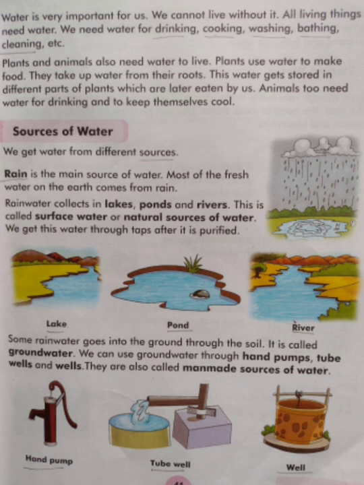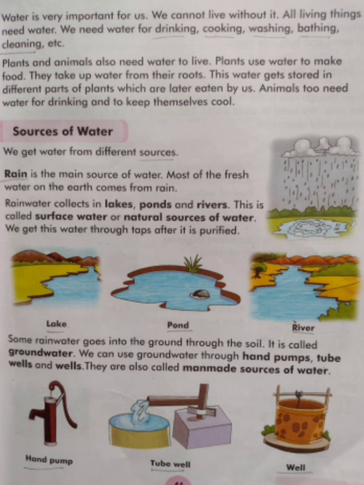Rainwater collects in lakes, ponds and rivers. This is called surface water or natural sources of water. We get this water through taps after it is purified. Yes children, the main source of water is rain, and the rainwater collects in the lake, pond and river. And this is called the surface water or the natural source of water.